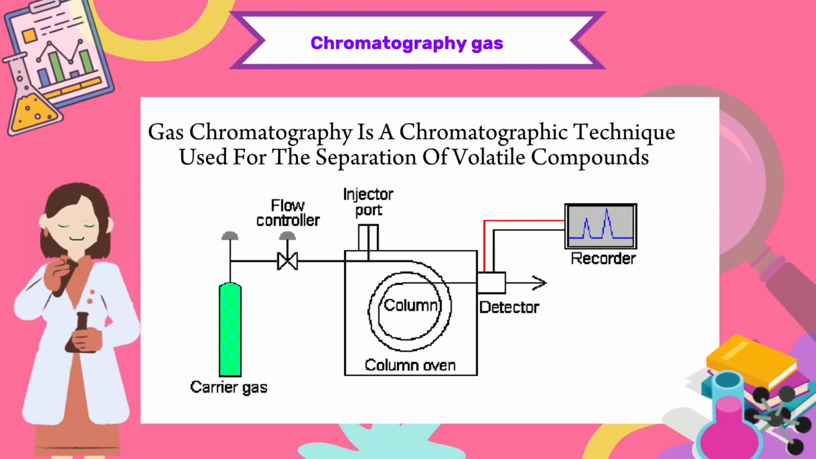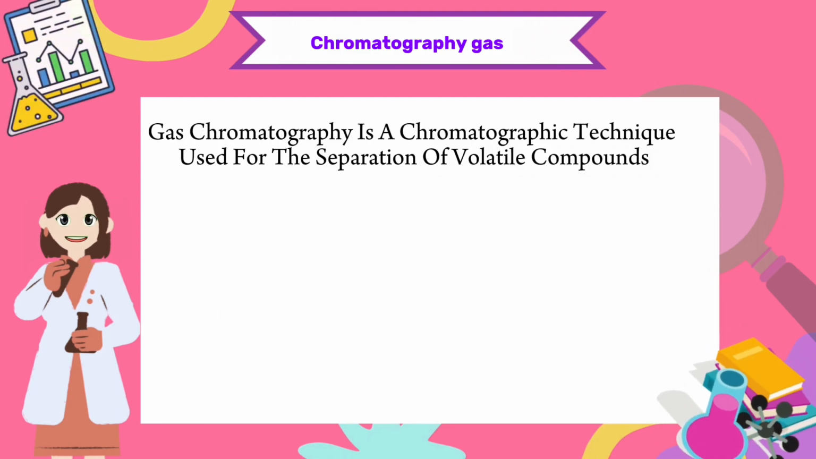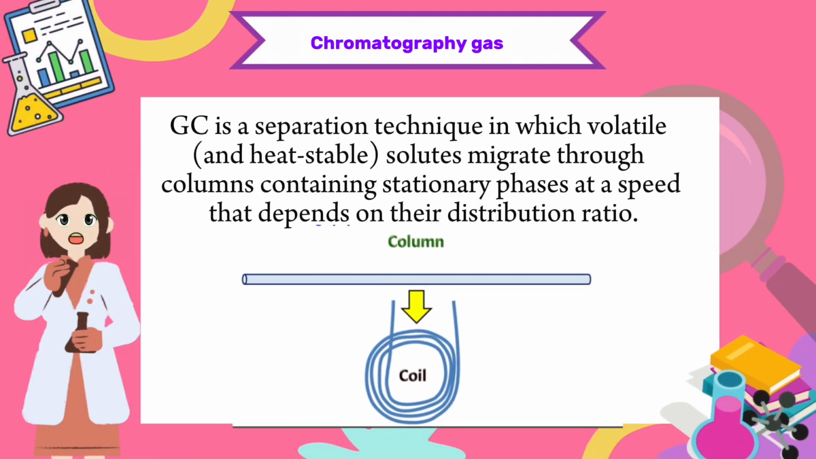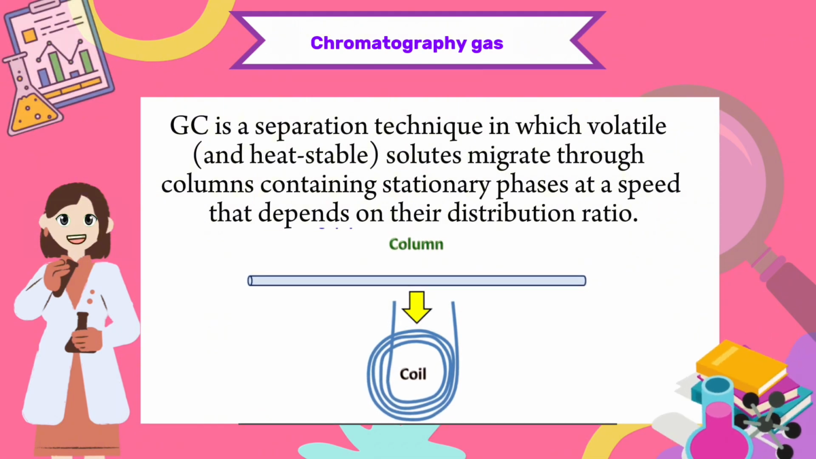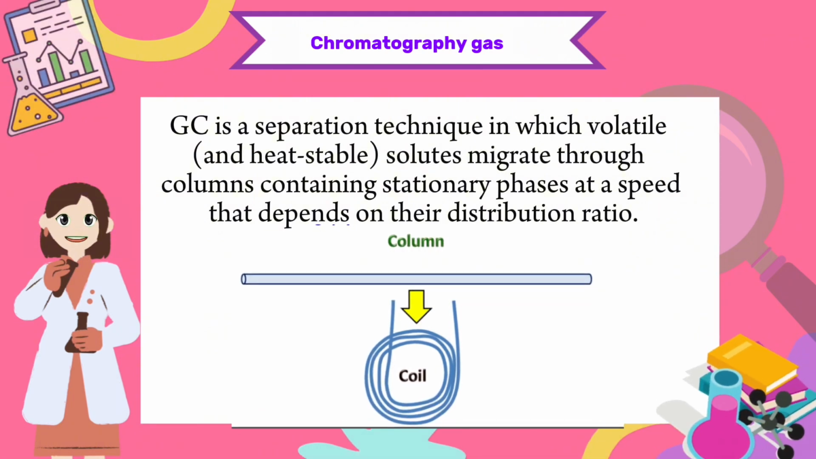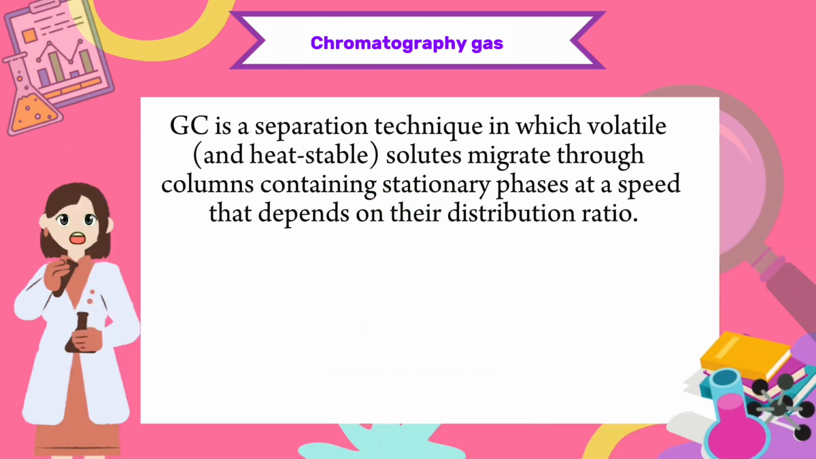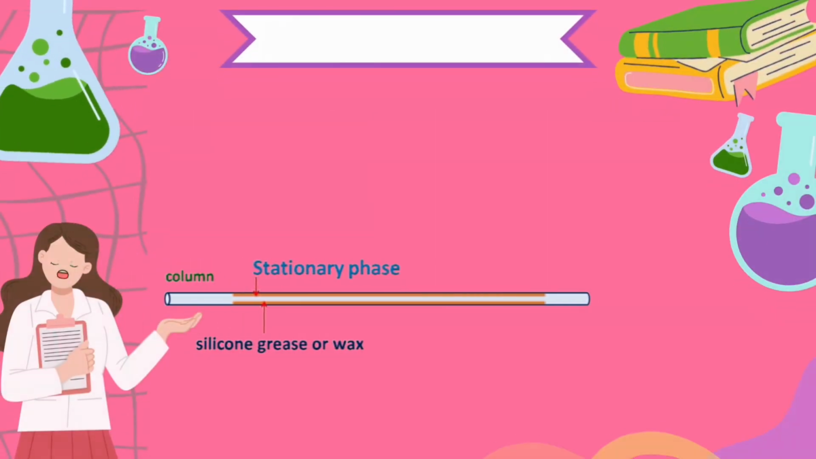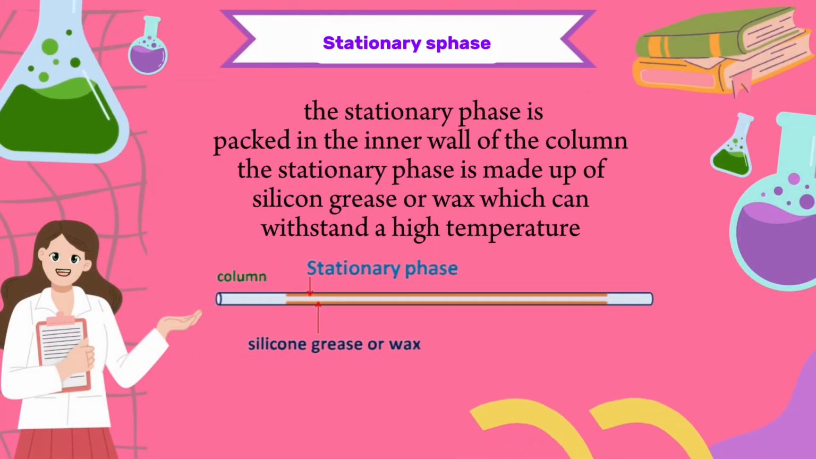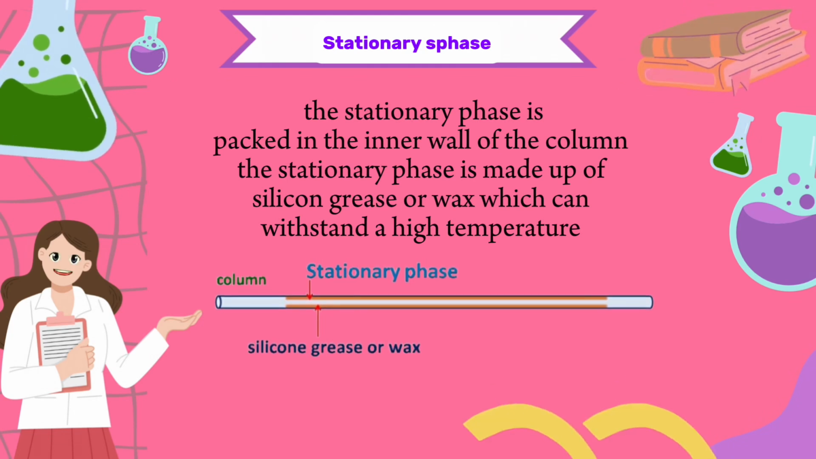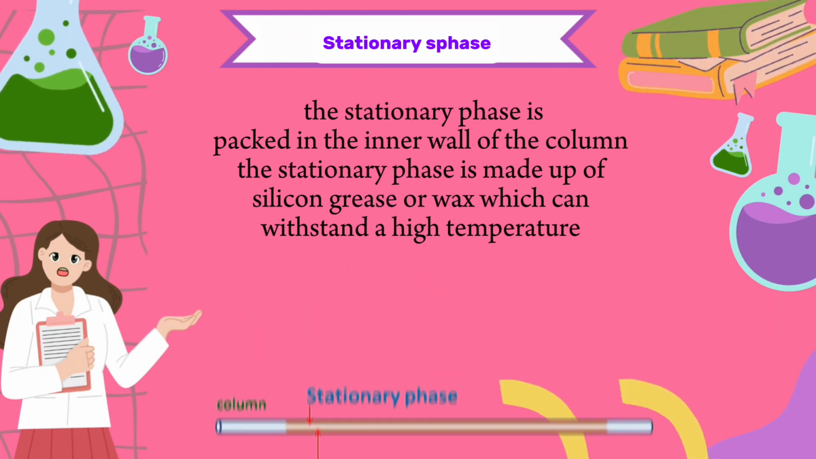Gas chromatography is a chromatographic technique used for the separation of volatile compounds. GC is a separation technique in which volatile and heat-stable solutes migrate through columns containing stationary phases at a speed that depends on their distribution ratio. The stationary phase, packed in the inner wall of the column, is made up of silicone grease or wax which can withstand a high temperature.